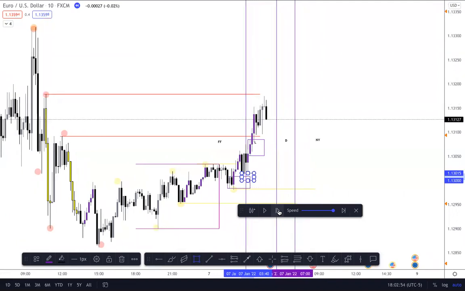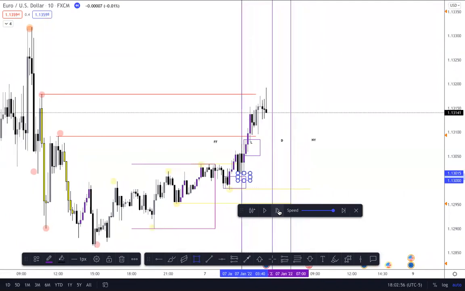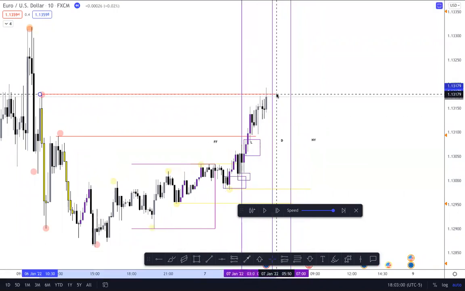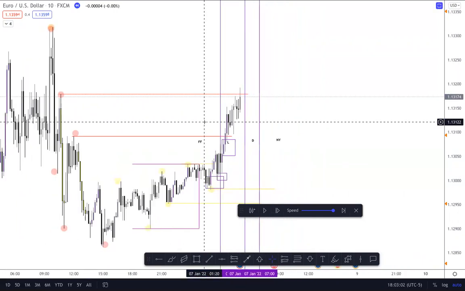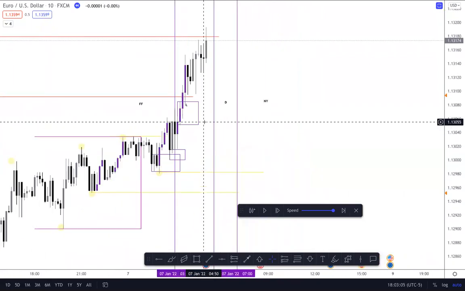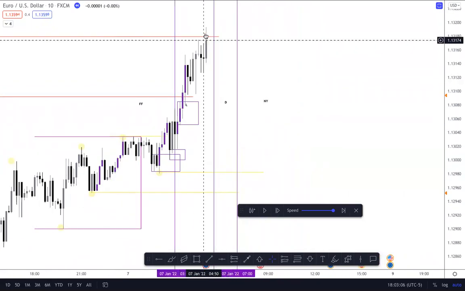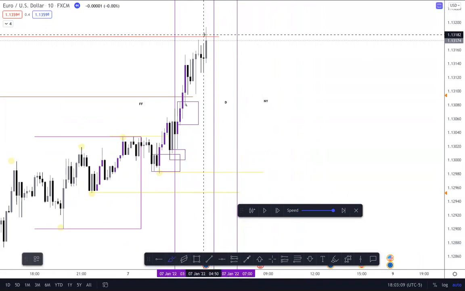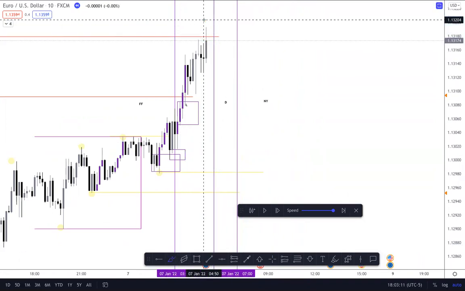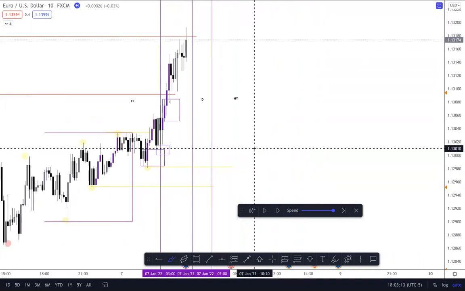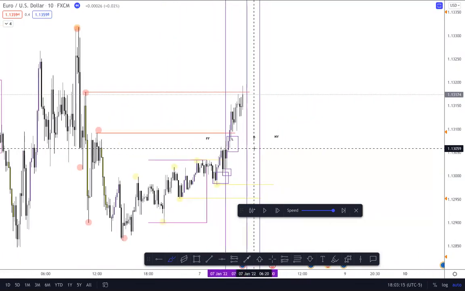We eventually come and sweep. Look at the price action. Really look at the price action. Look at how the candle closed. Look at all the rejection, right? There's a good chance price will reverse here.